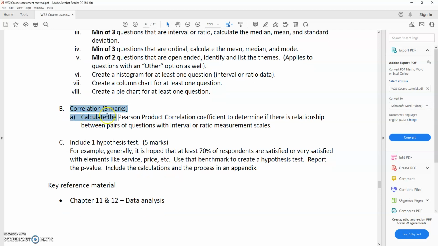In particular, the correlation part. So here we're going to calculate the Pearson product correlation and determine if there is a significant relationship between those two pairs of questions. So we're dealing with interval or ratio measurement scales. We're going to take a little bit of poetic license and use perhaps some ordinal data that could be assumed to be interval. So let's go to our data.